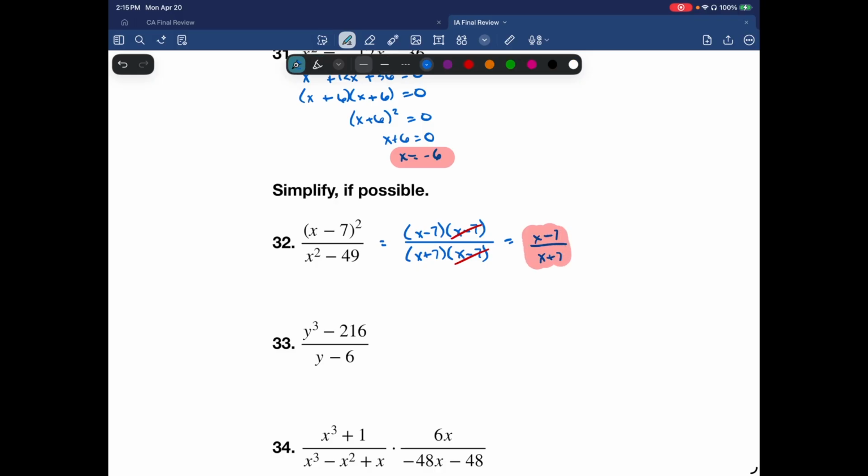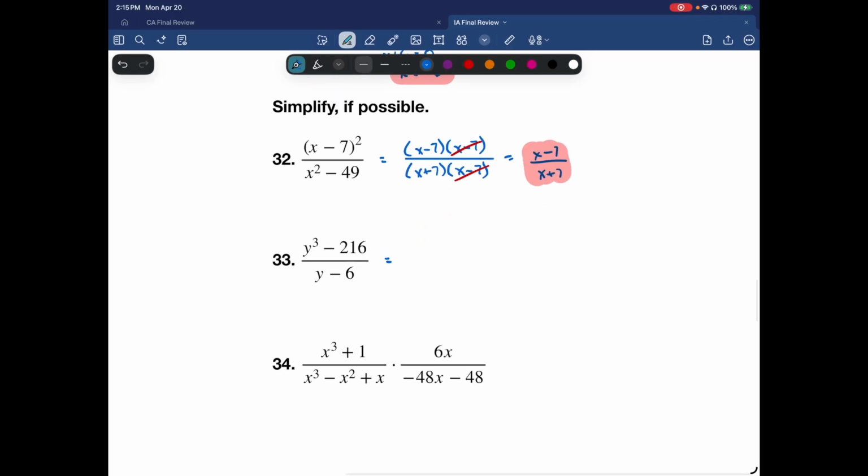All right. On top, on 33, that's the difference of two cubes. So that's going to be y minus 6 times y squared plus 6y plus 36 over y minus 6, and I can get rid of the y minus 6. And I'm just left with this trinomial, y squared plus 6y plus 36.